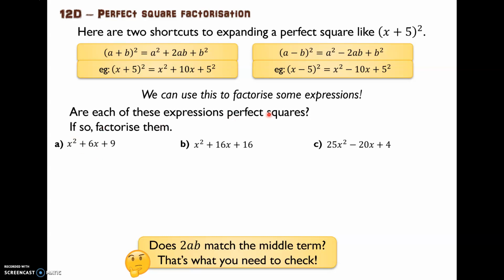So are each of these expressions perfect squares? If so, factorize them. Okay. Well, we've got this expression, x squared plus 6x plus 9. Let's imagine that this was this pattern. It kind of looks like this pattern, doesn't it?